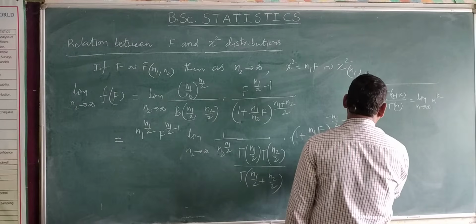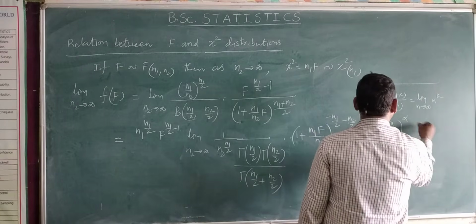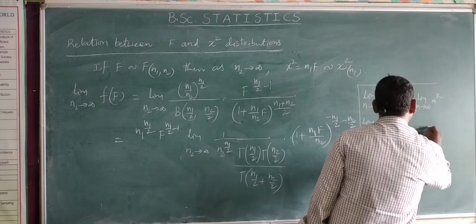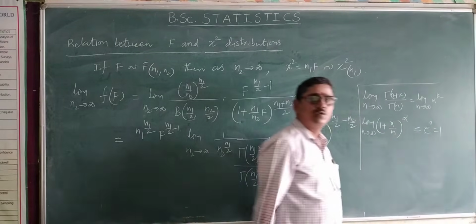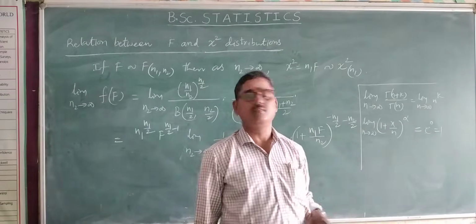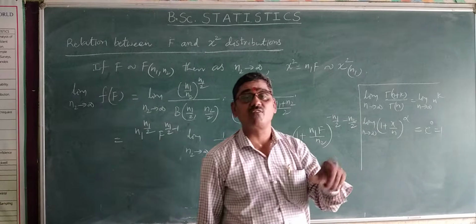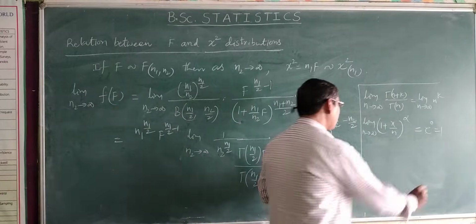The limit as n tends to infinity of (1 plus x by n) whole power alpha is equivalent to e power 0, which is equivalent to 1. That is one value, where alpha is not a function of n. The limit depends on n, so alpha should not be a function of n.